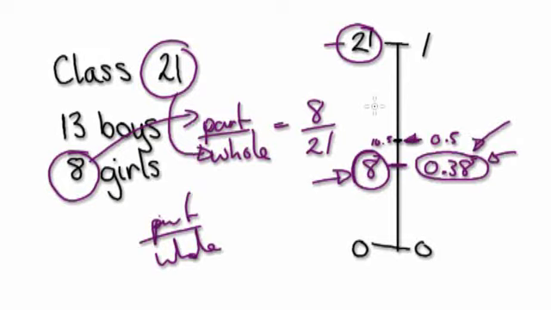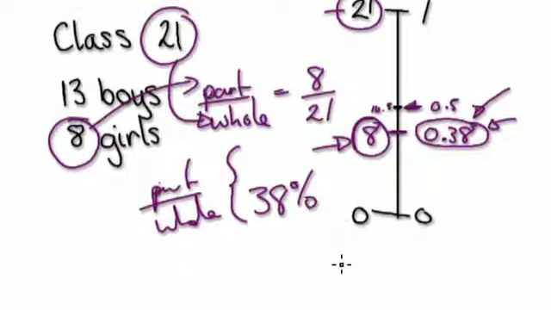Okay, and then you would jump to your calculator. 8 divided by 21 would be 0.38. So this here is really 38%. So 38% of the class are girls, and the boys was whatever it was earlier. And then if you add the two together, it should come to 100. Okay, so next question here.